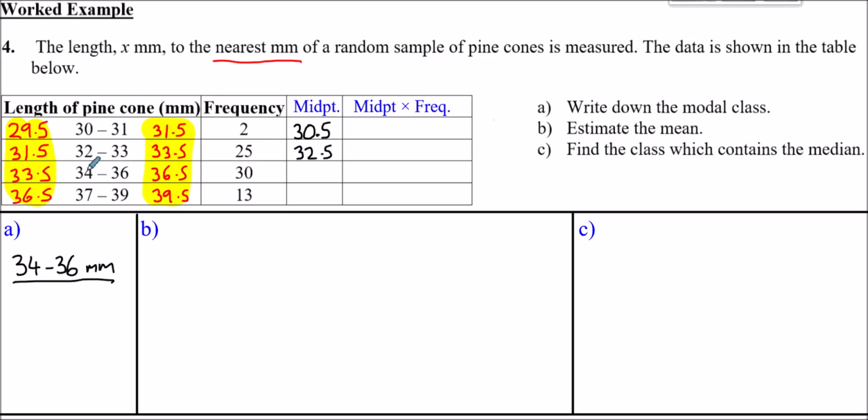Now these two, if we add these two together, what we get would be 70. 70 divided by 2 is 35. And finally, if we add these two together, what we'd get would be 76. 76 divided by 2 would be 38. We then multiply these frequencies by the corresponding midpoints and see what we get for each one.